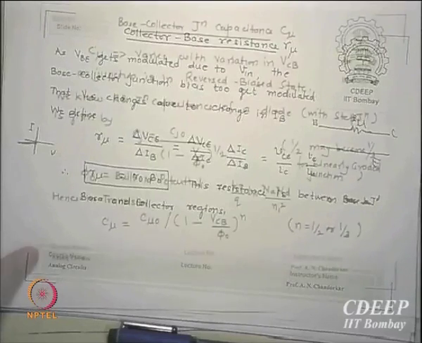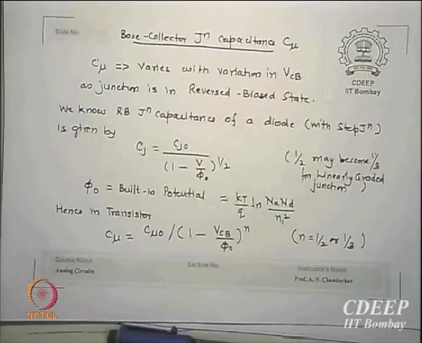Just now I said it is a diode, a reverse biased diode. What is the capacitance in a reverse biased diode? Even at 0 bias, the junction is, whether forward bias or reverse bias, even at 0 bias, the junction is always reverse biased. There is a built in voltage sitting there.